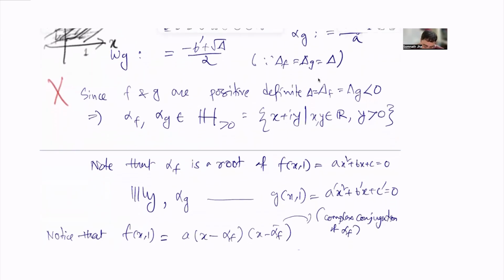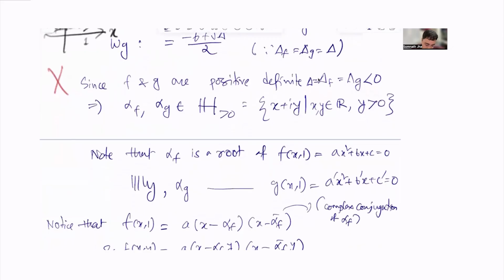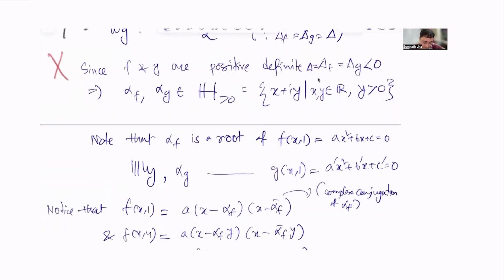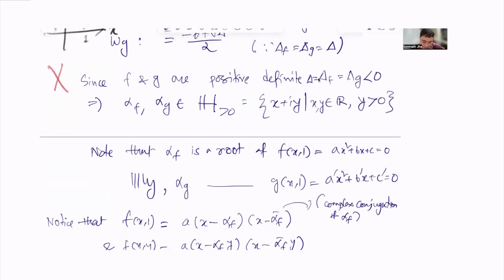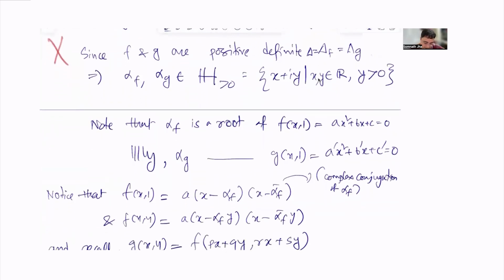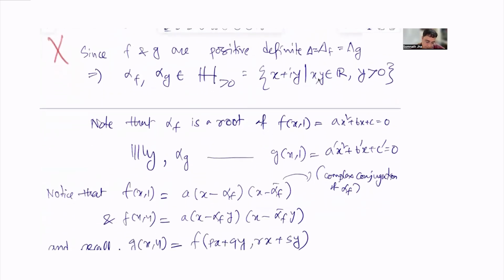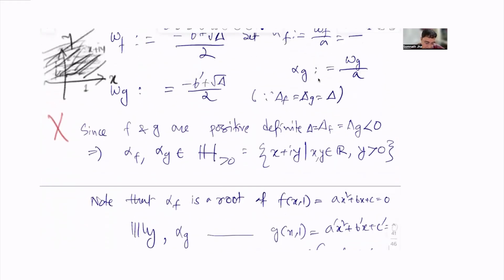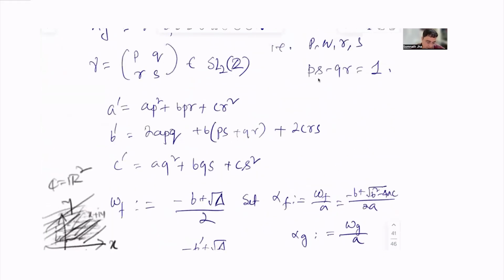So f of x1 is a into x minus alpha F into x minus alpha F bar, and then f of xy is just the homogenization. If this is ax square plus bx plus c, then f of xy is ax square plus bxy plus cy square, making it the homogeneous polynomial. So that will be a into x minus alpha F into y, times x minus alpha F bar into y. And similarly, what is the definition of gxy? It is f of px plus qy, rx plus sy. This g was the change of matrix pqrs.